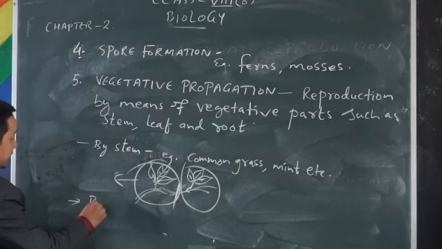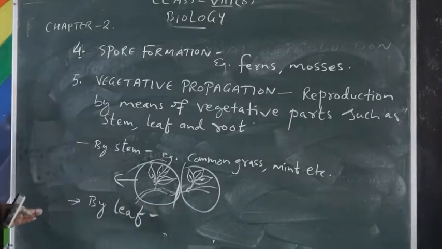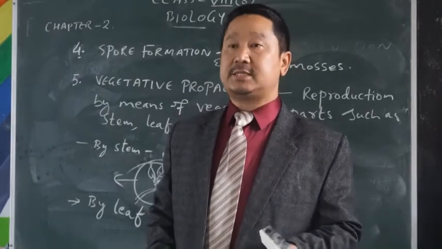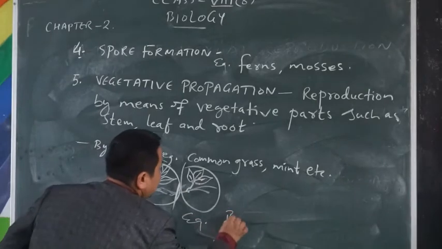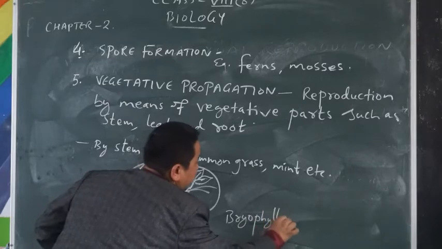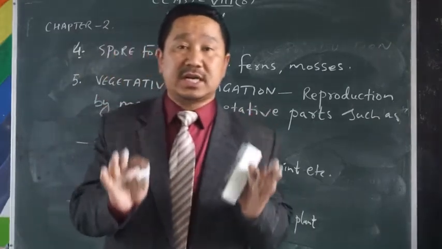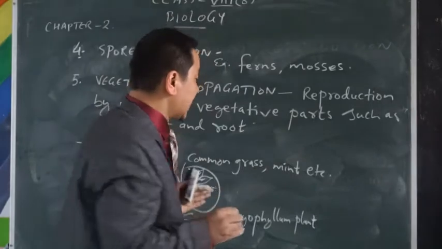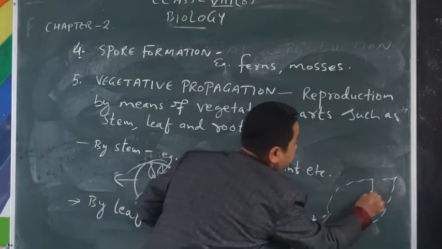Then we have by leaf. Another vegetative propagation we see taking place by means of the leaves. Okay, for example we can see in the bryophyllum plant. So this bryophyllum plant is a special type of plant which reproduces from its leaves. Okay, it's like this. Let me draw it once.